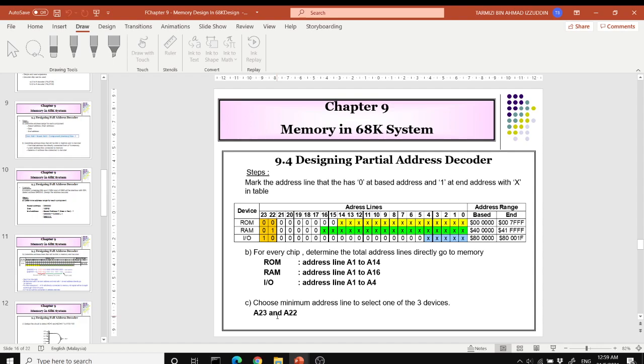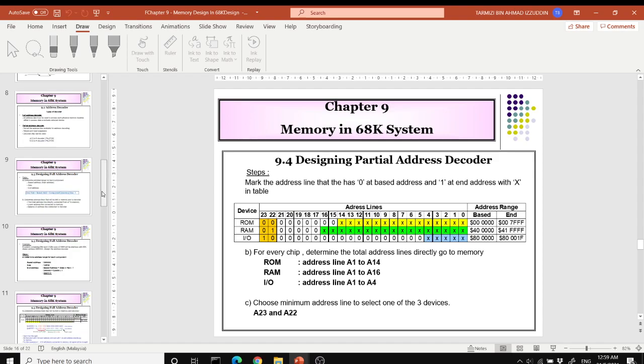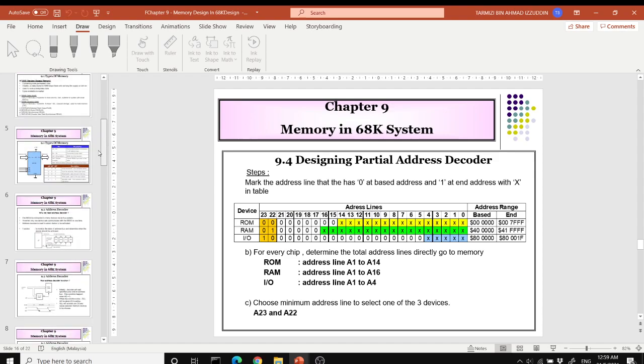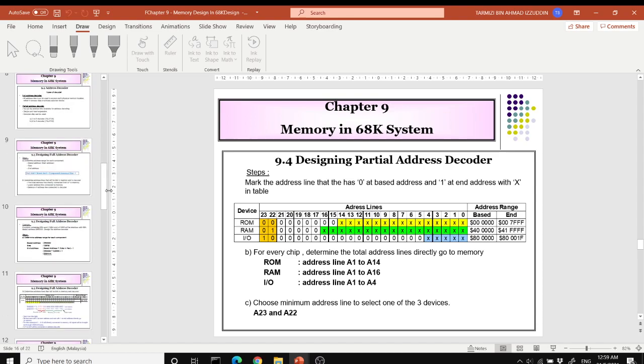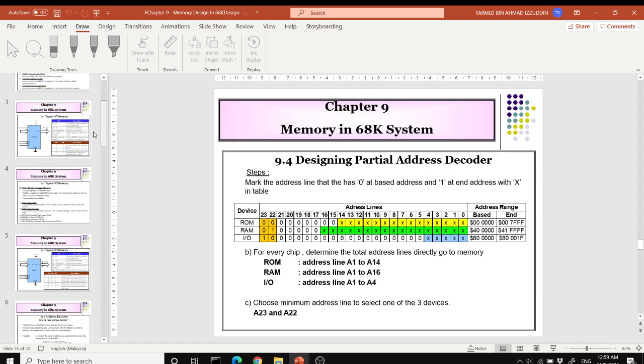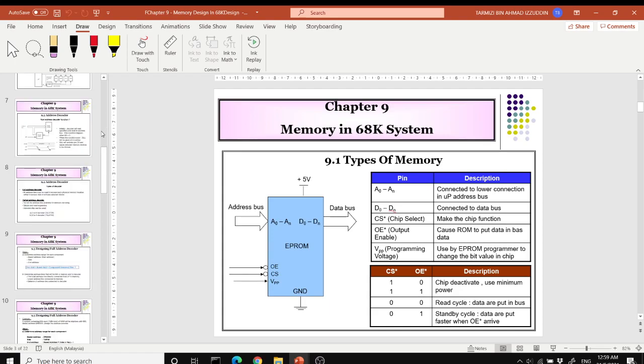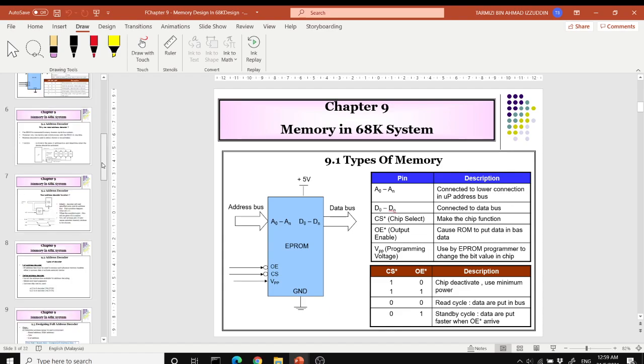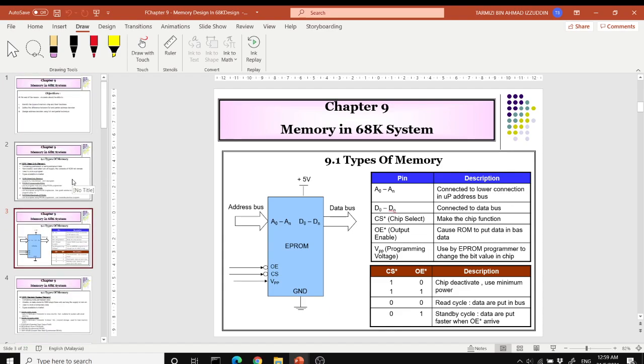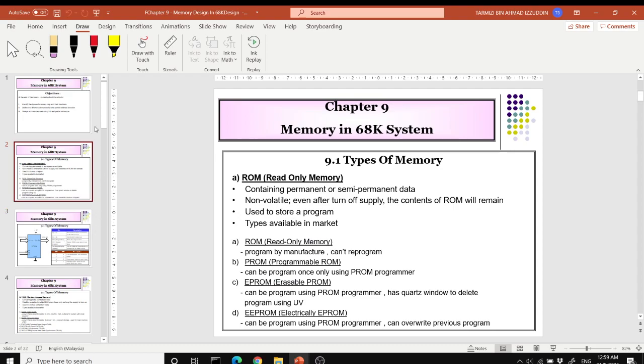So today we're going to continue with our lecture on designing memory system for the microprocessor 68K. Before we move on to this topic, let's recap what we have learned so far last week. Basically last week you have looked at what types of memory is available to be interfaced with the 68K. We have many types of memory, ROM, and then we have RAM.